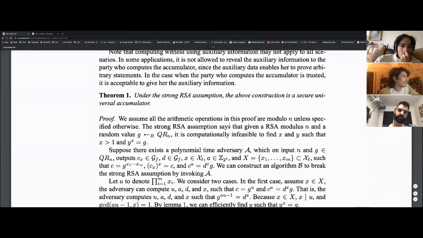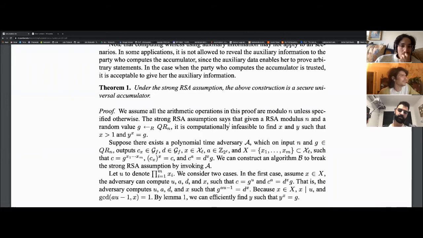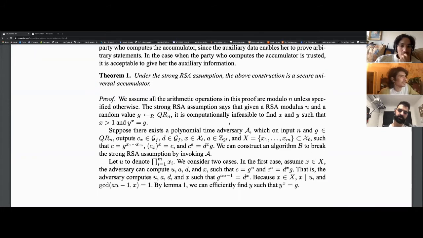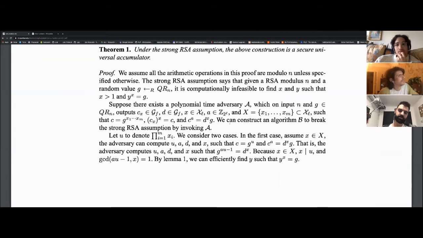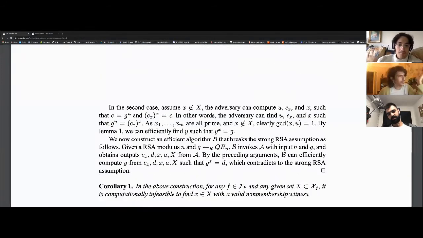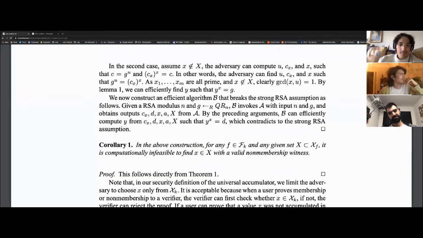Okay, here there is a proof that this is secure under the strong RSA assumption, which I think works in a way that if you can build a witness for something that is not in the data set, you're basically breaking the RSA assumption. I don't remember the proof. We don't care about proofs, right? Sure.